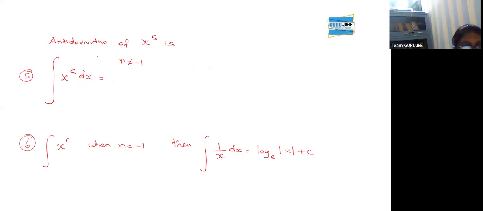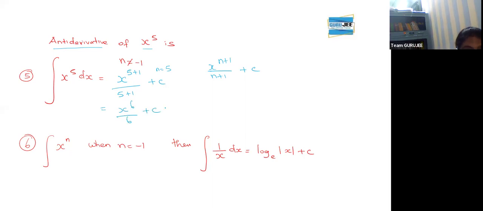First problem, very easy problem. Antiderivative of x to the power 5. The formula is x to the power n plus 1 by n plus 1 plus c. Here my n is equal to 5. So 5 plus 1 divided by 5 plus 1 plus c, which will be equal to x power 6 by 6 plus c, based on the first formula.